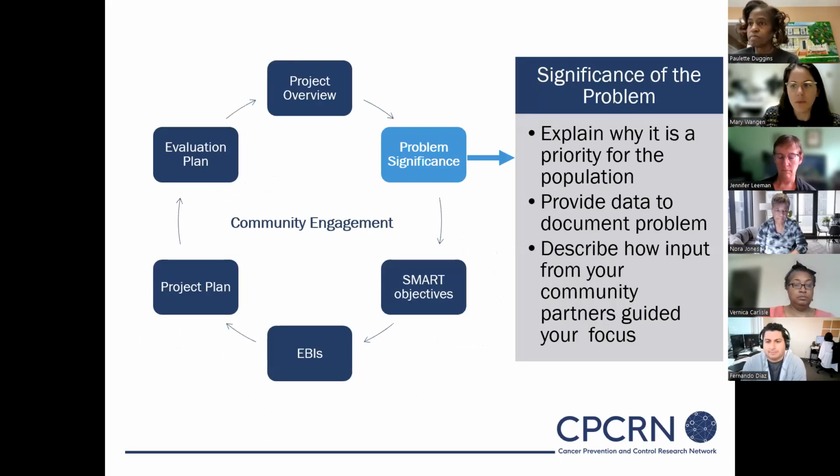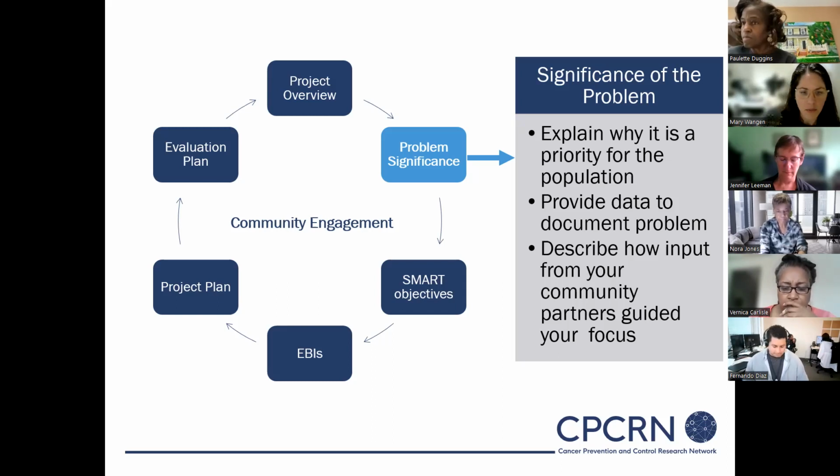So now we're going to jump right into the second proposal component, which is called the significance. And this is where you'll detail how and why the problem you are focusing on is a high priority for the intended population. And you'll want to provide as much data as you can to document the problem in your specific population and describe how input from your key partners and the local community guided the focus on the selected problem.